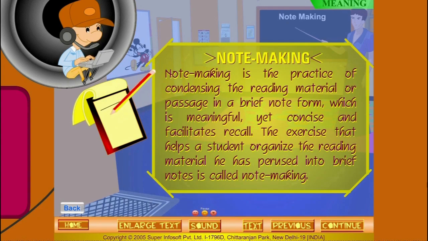Note-taking is the practice of condensing the reading material or passage in a brief note form, which is meaningful yet concise and facilitates recall.